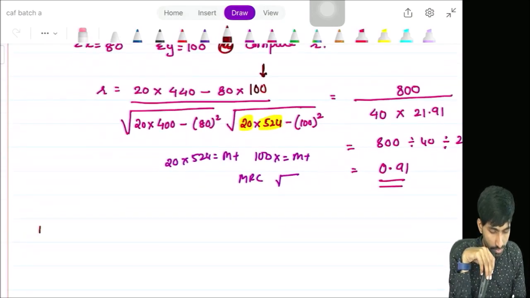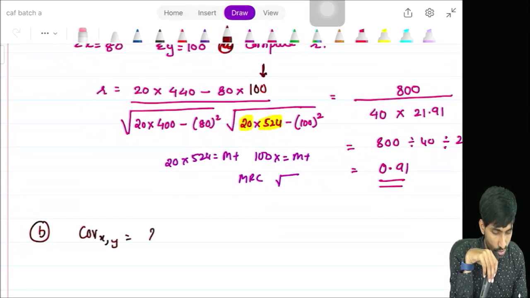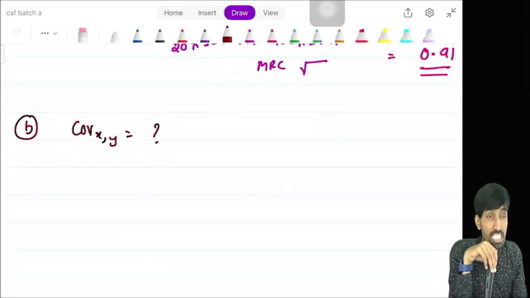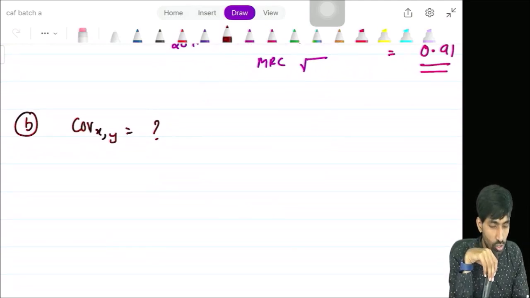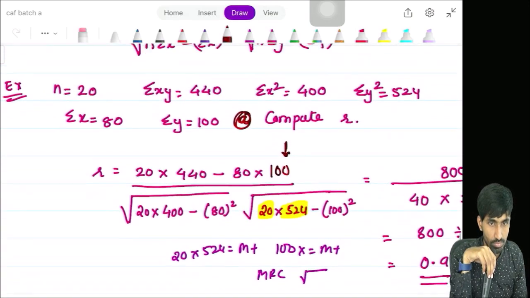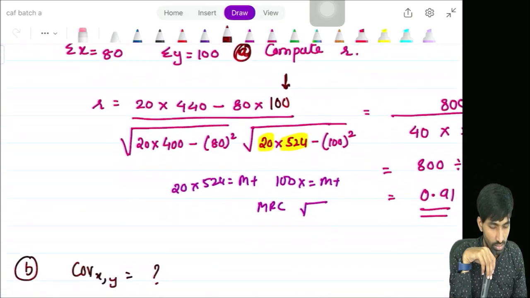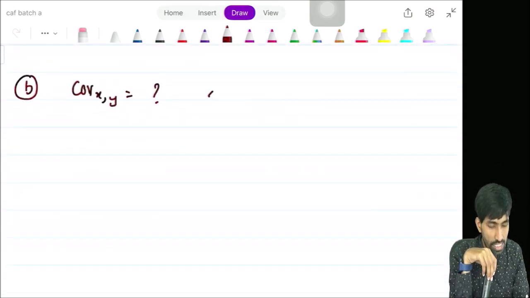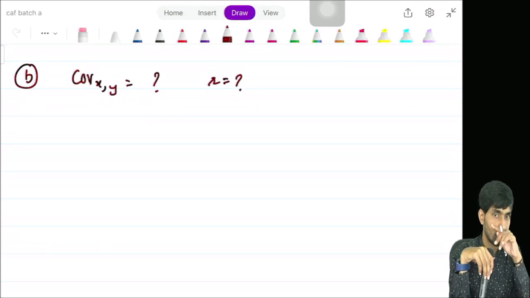Write part B. Covariance between x comma y is equal to what? The covariance formula I have not given, now I'll give you. Covariance x comma y is equal to what? R is equal to what? Listen.